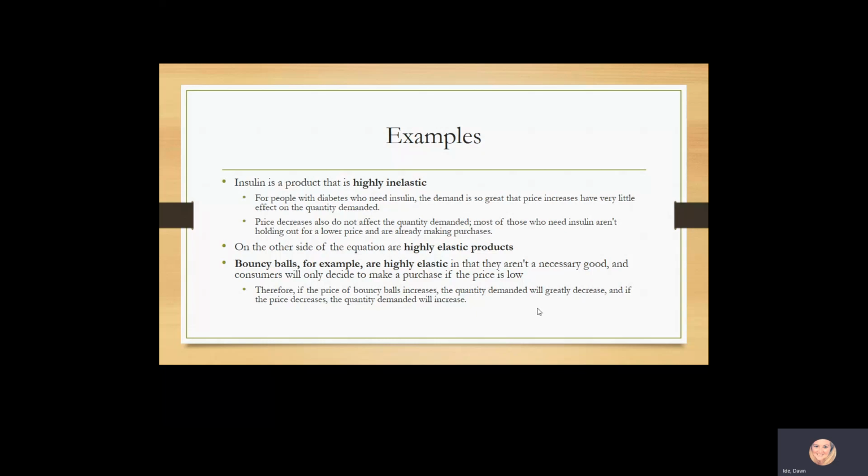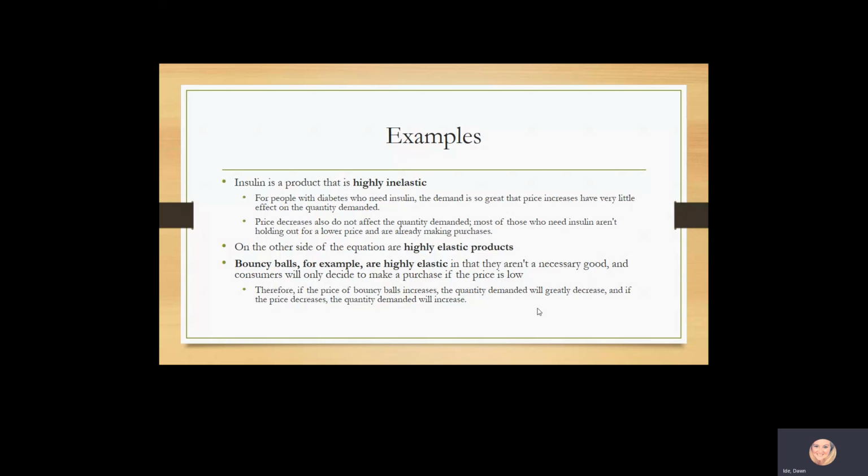So bouncy balls, for example, are highly elastic. And they're not necessarily something that you need. They're not something that the kid needs. They'll not die without a bouncy ball. But you will decide to make a purchase if it's cheap, right? If the price is low. So therefore, if the price of bouncy balls increases, the quantity demanded will greatly decrease. And if the price decreases, the quantity demanded will increase. Therefore, it's elastic. It goes up or down.